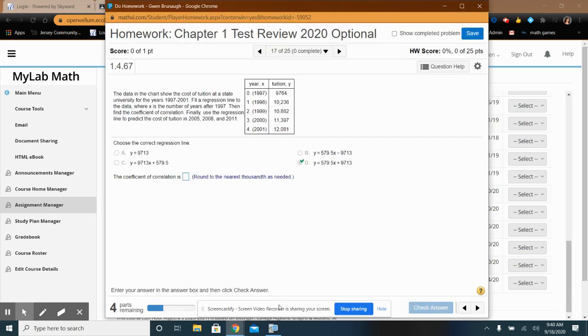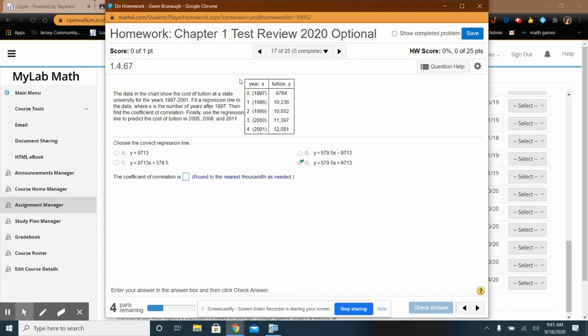Okay, let's finish up the test review. I actually was interrupted, so this first part is already done. But this is the calculator question. What this is talking about is the various price of tuition over the years for a certain state college. Now, yes, this is a calculator question, but you can get this question right without even using your calculator.